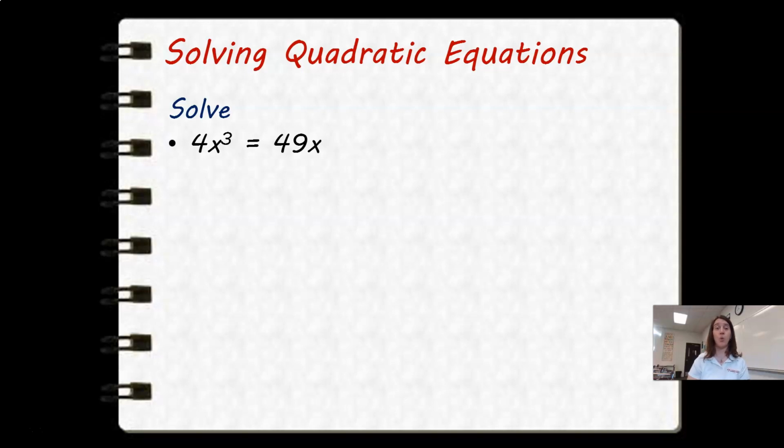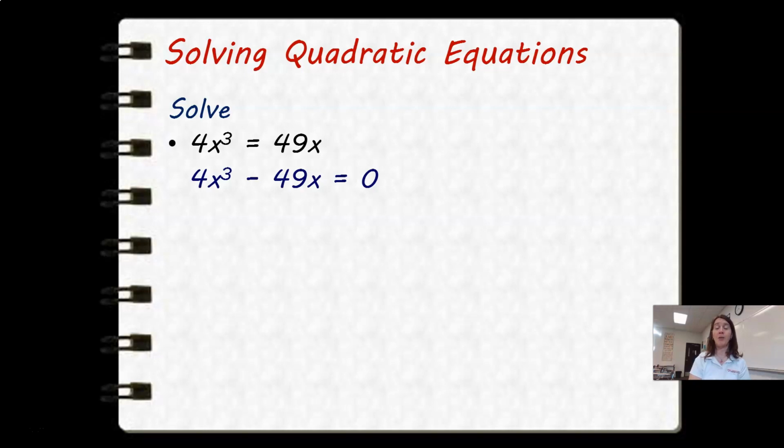We had to have the equation set equal to 0. On this problem, to set it equal to 0, I would subtract my 49x. Now, those two aren't like terms because one's an x to the third and one's just an x. So I wrote them side by side as 4x to the third minus 49x, and our equation is equal to 0. Between these two terms, what do they have in common?